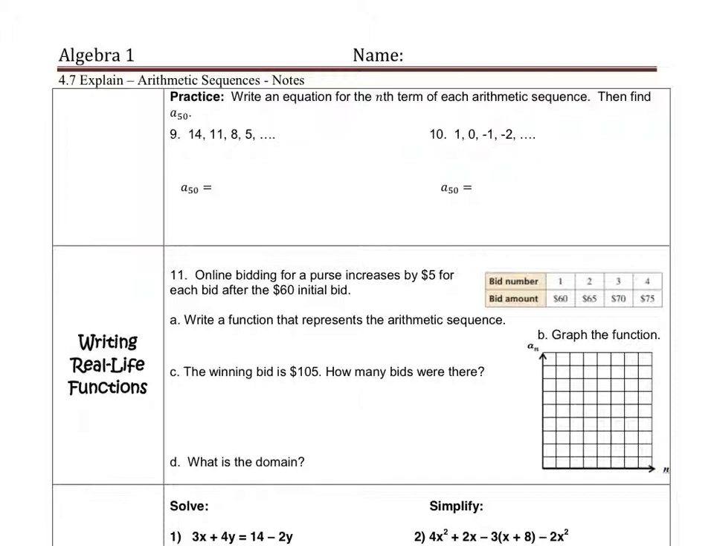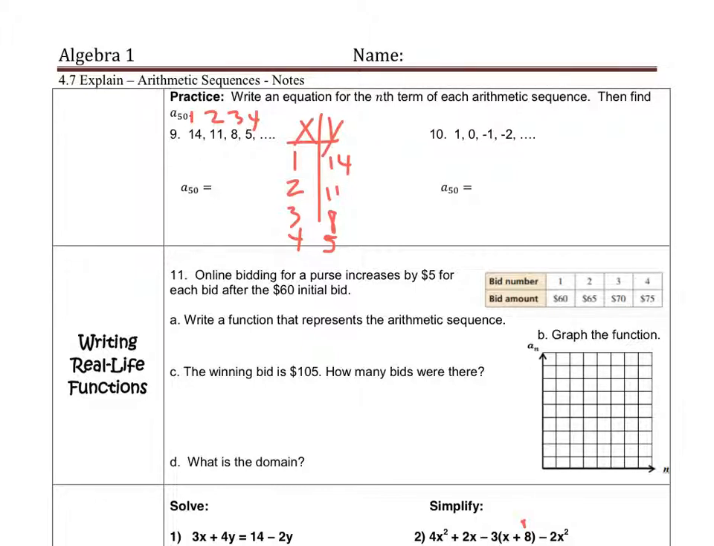We got 4, 11, 8, and 5. And that's term number 1, term number 2, 3, and 4. And then I'm going to use the stat edit key to get my equation. So I'm going to put this in a table. And I've got 1, 2, 3, 4, and 14, 11, 8, and 5. And I'm going to put this data into stat edit, and I'm going to come out with my equation.